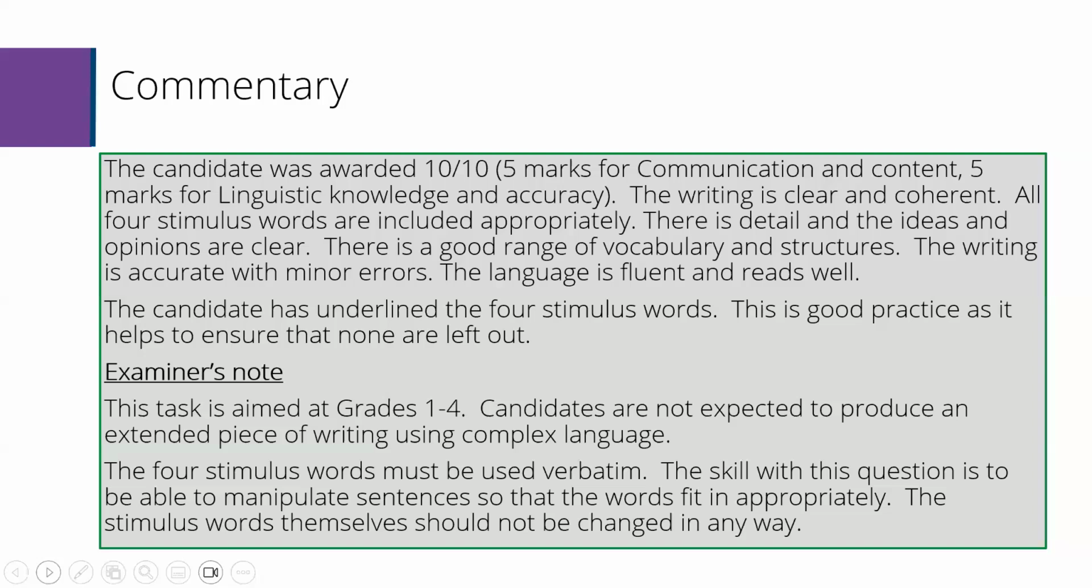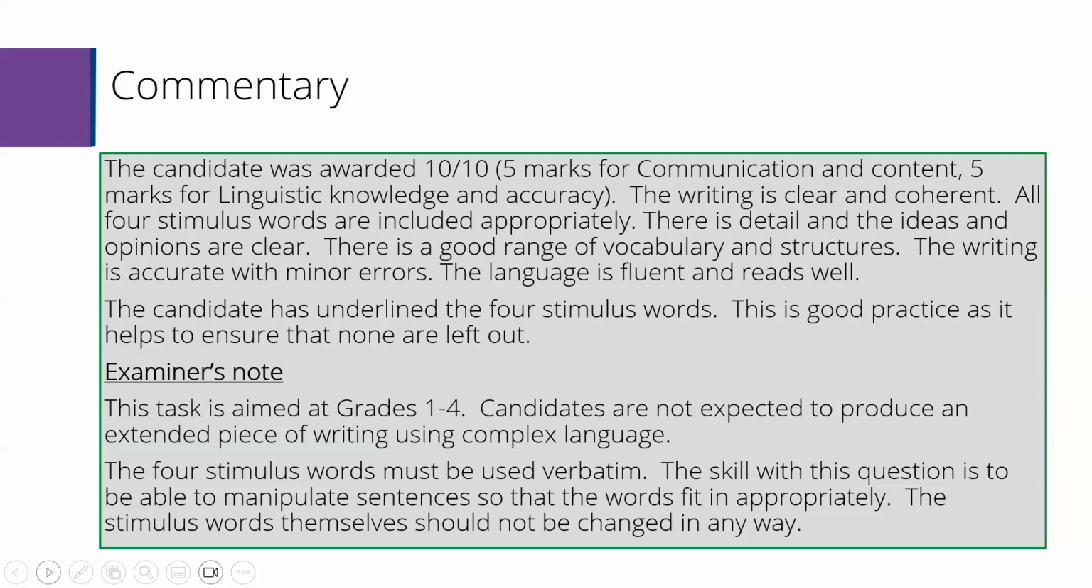Good range of vocabulary and structures. The writing is accurate with minor errors. Language is fluent and it reads well. Candidate has underlined the 4 stimulus words. That's, as I mentioned, good practice because it helps them make sure that they haven't left any out.